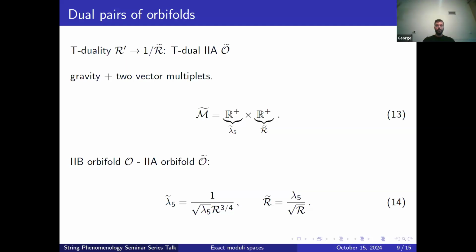The exact dictionary I write here in equation 14. You can see, for example, if we take the strong coupling limit of the orbifold O at fixed radius, so lambda 5 is large and R is fixed, then the dual orbifold, the type 2A orbifold, is weakly coupled and at large radius. This is exactly the supergravity approximation. So in this regime, the supergravity approximation is valid, and this is a classical regime for the dual orbifold.